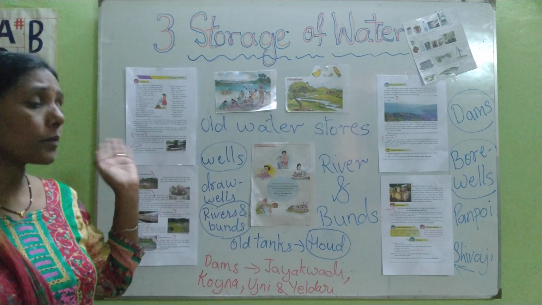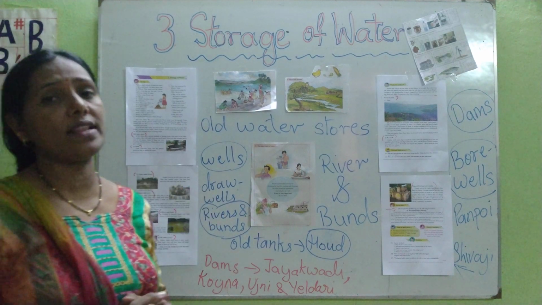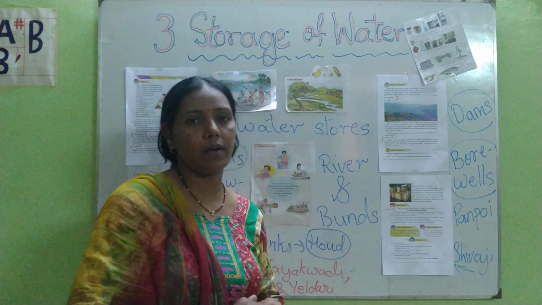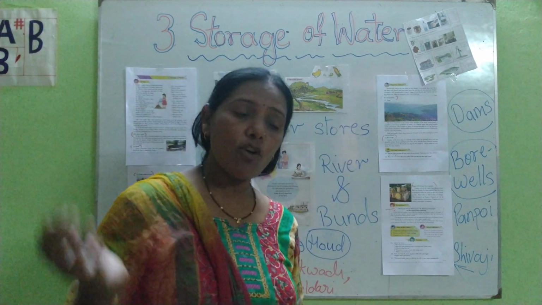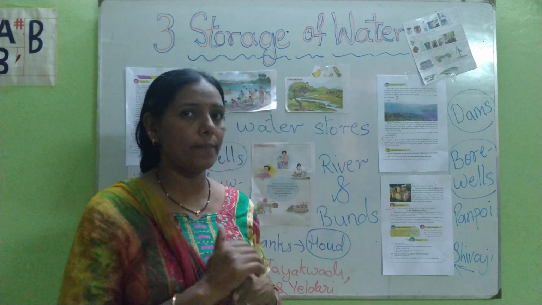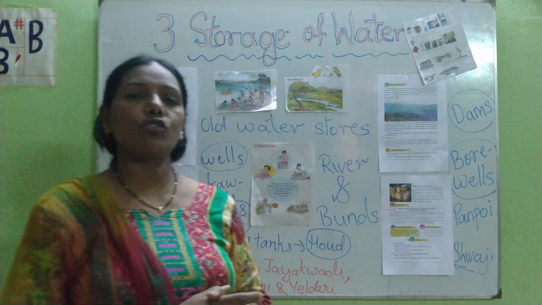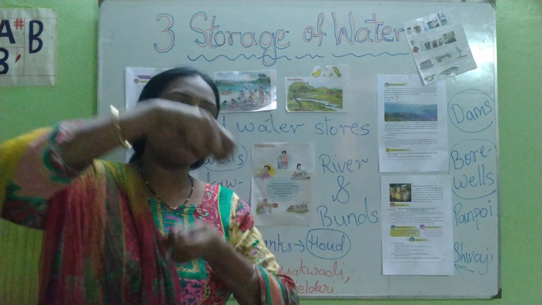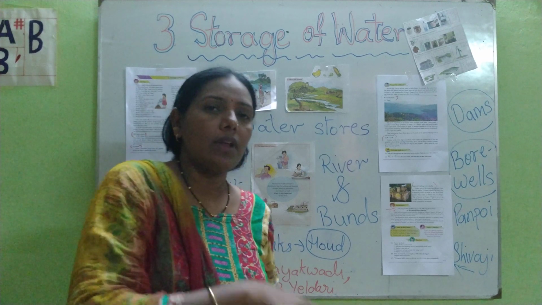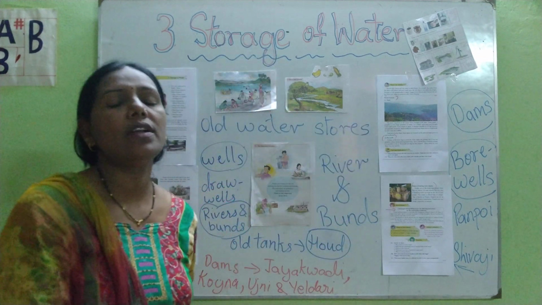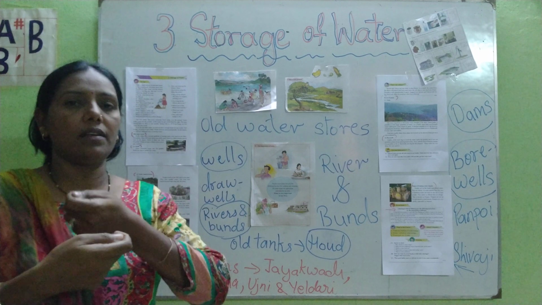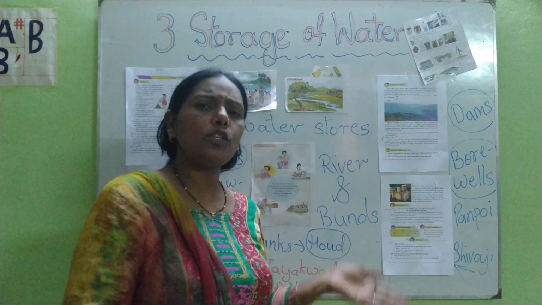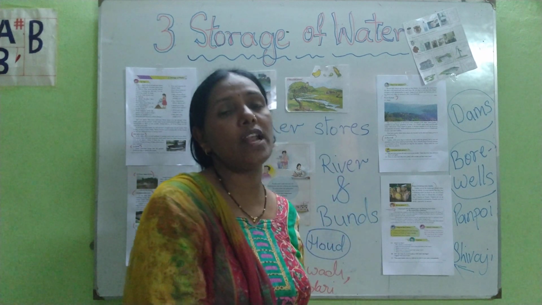Now after that, some people used to make draw wells. You know wells are very deep down in the ground. So is it possible for us to go down and bring the water up? No. So what people used to do, they used to tie the rope to the pot, and then put that down, and the pot used to go down and they used to pull it up again. So this was the source. This way they used to bring the water which was deep in the ground. That is known as the draw well.